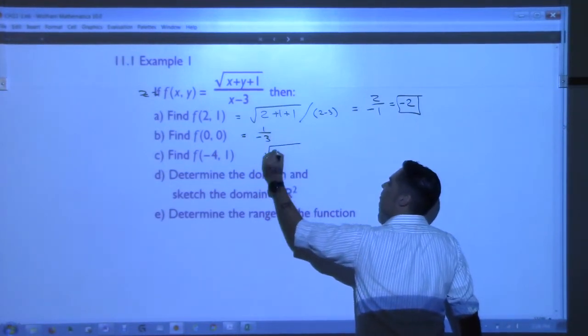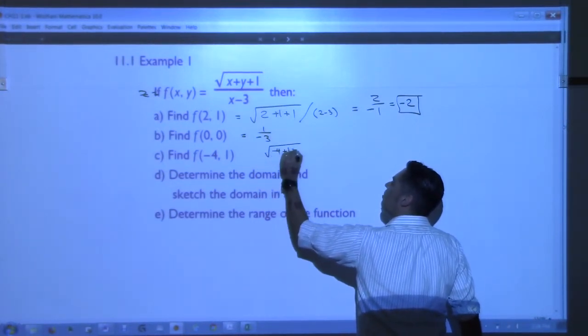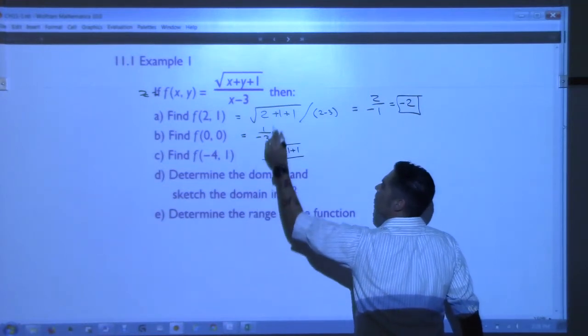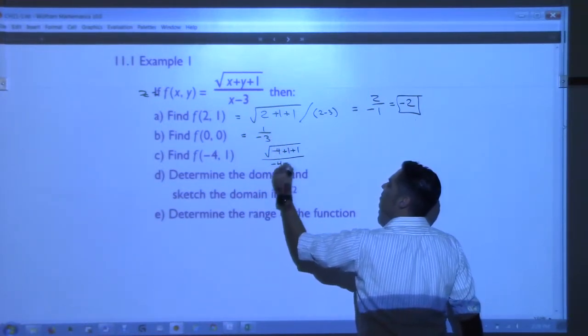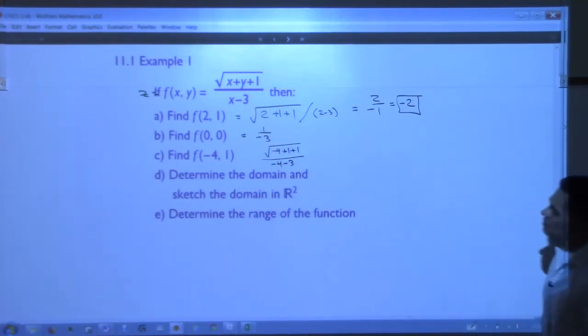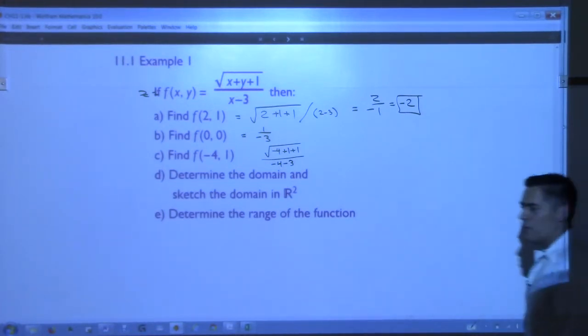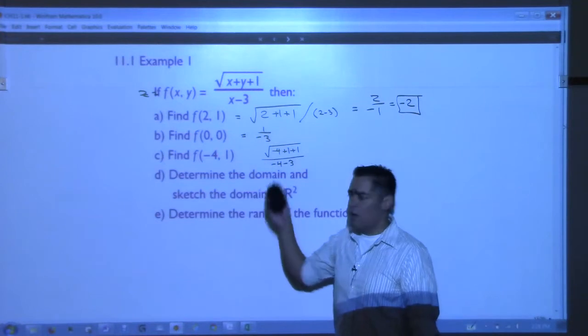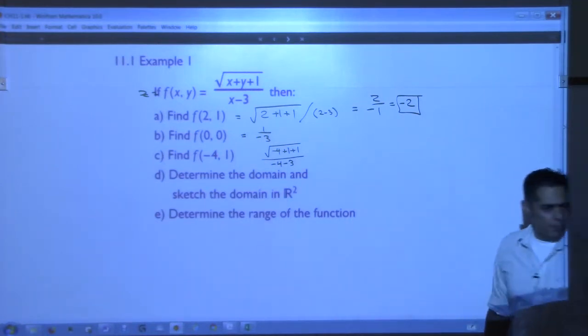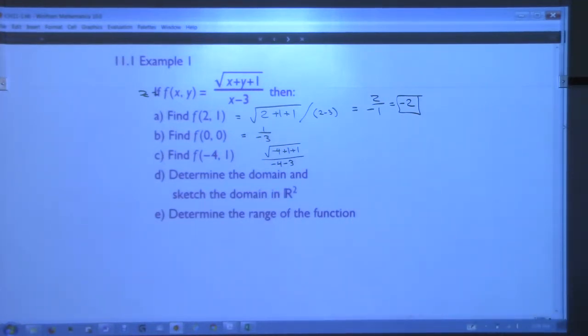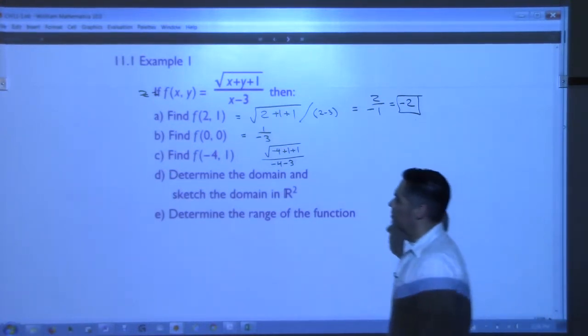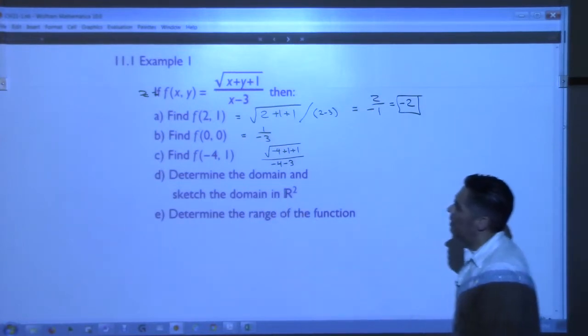Yeah, if we do that, we go -4 plus 1 over -4 minus 3. What happens there? We get a negative underneath the root, right? Which we can't do, right? So there are some domain problems here. We have domain problems. So we have to actually think about what we can and cannot plug in. So let's talk about the domain.